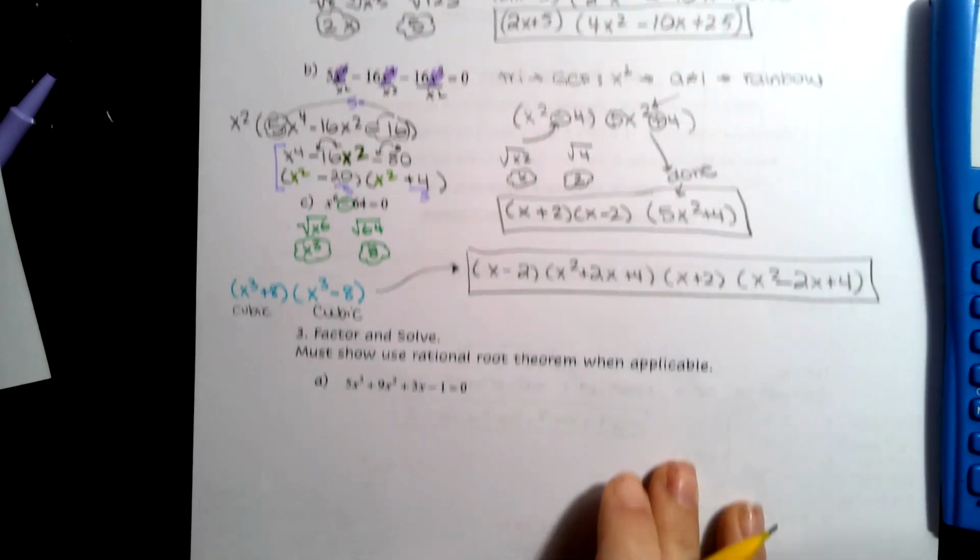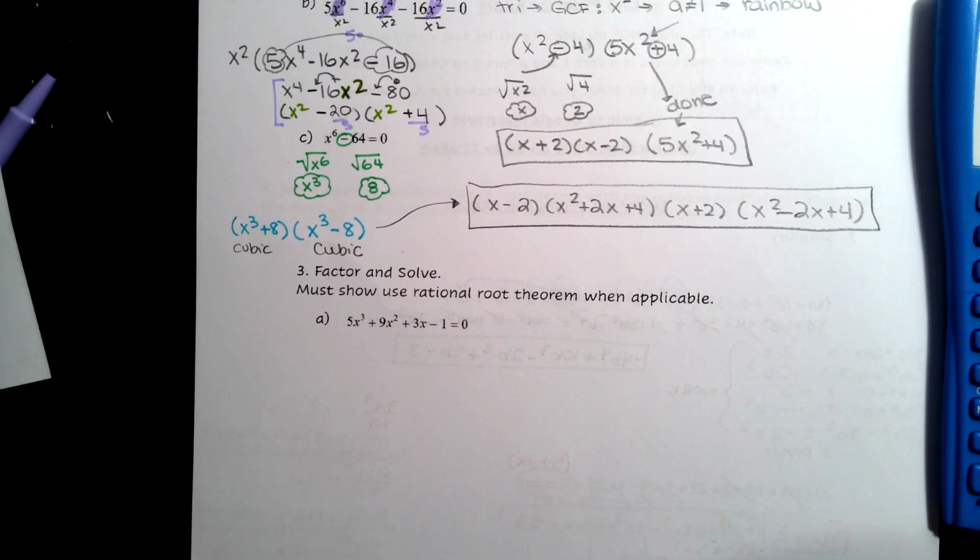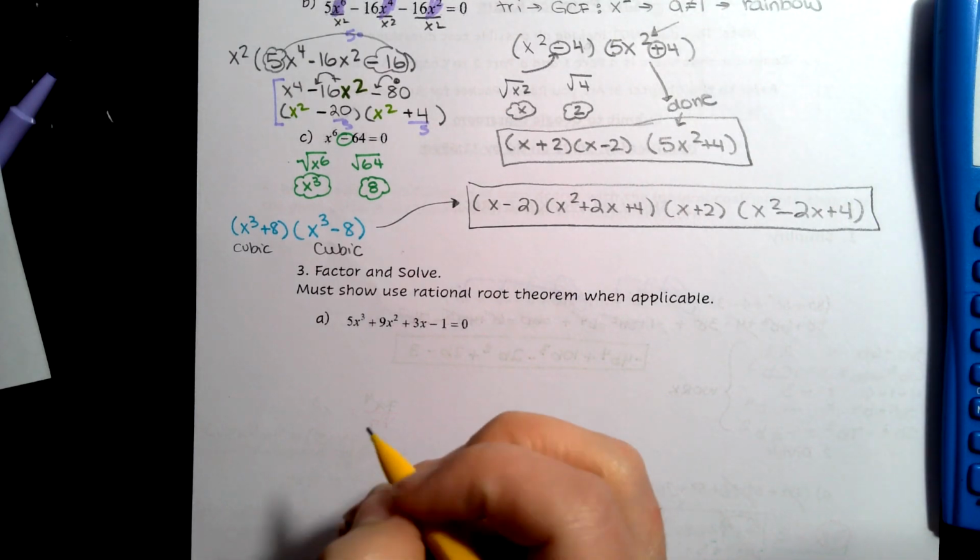Be careful here. Factor and solve must use the rational root theorem when applicable. So what that means is we don't know if we need to use the rational root theorem. That's the silly snake. If yes, we need to, go ahead and do it. If you can cheat and factor, right? If we can do step number 1 and factor, then do that instead.